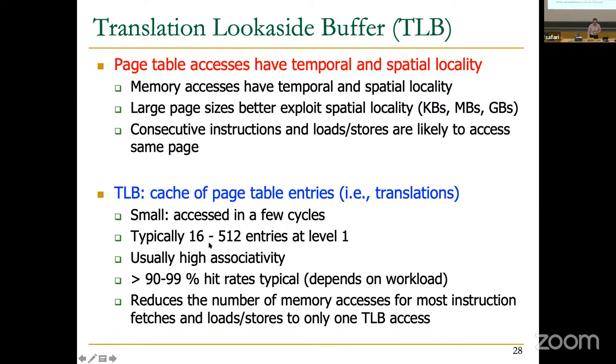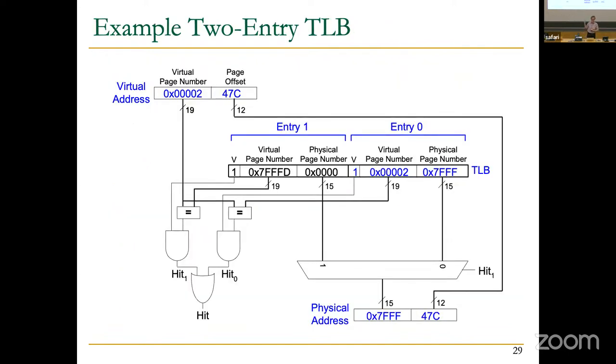So typically at level one, you have 16 to 512 entries, and usually it's high associativity, and you typically get 99% hit rates, but it all depends on the workload, right? It all depends on the access pattern. If you're accessing memory completely randomly with no locality in translations, then you get a 0% hit rate in this cache and it's basically terrible. Okay, so hopefully you see the benefit of this. It reduces the number of memory accesses to only one TLB access. You don't need to access even physical memory or the page table. The page table resides in physical memory, but you don't need to access it because you already cached it whenever you used the translations.